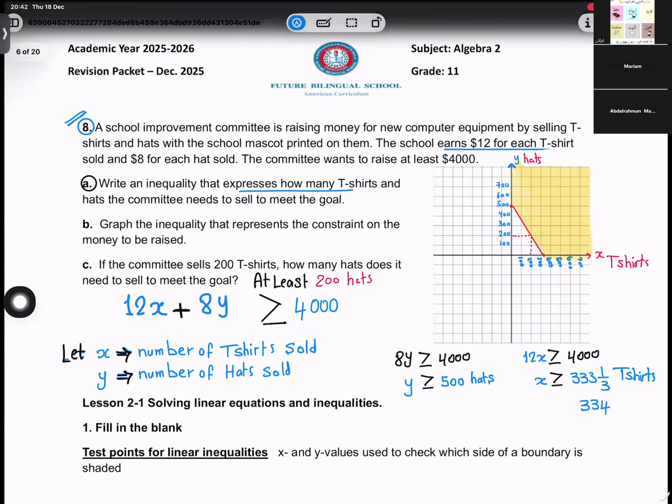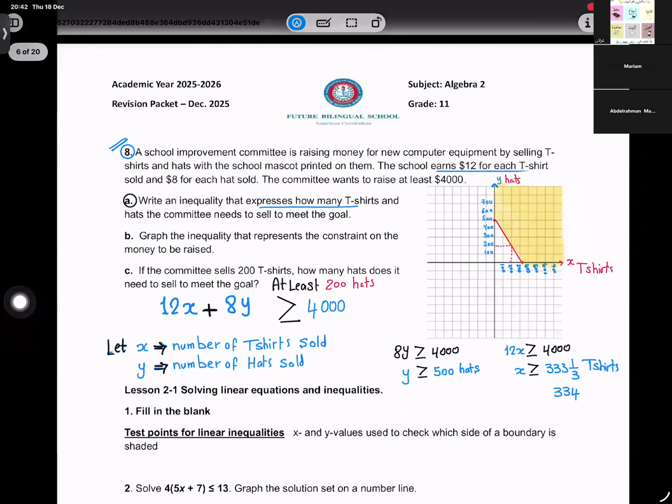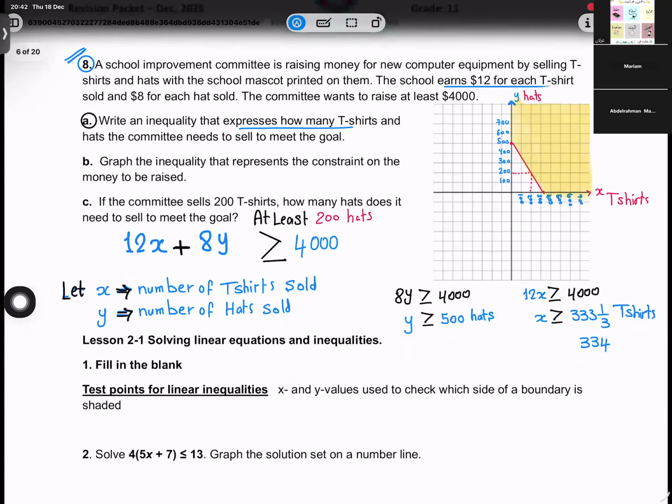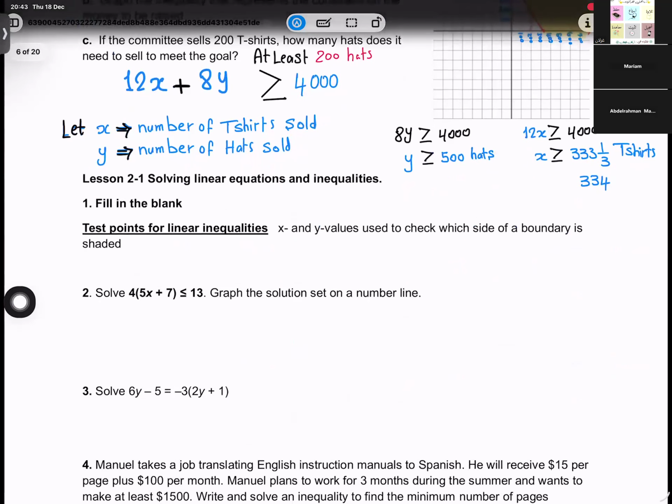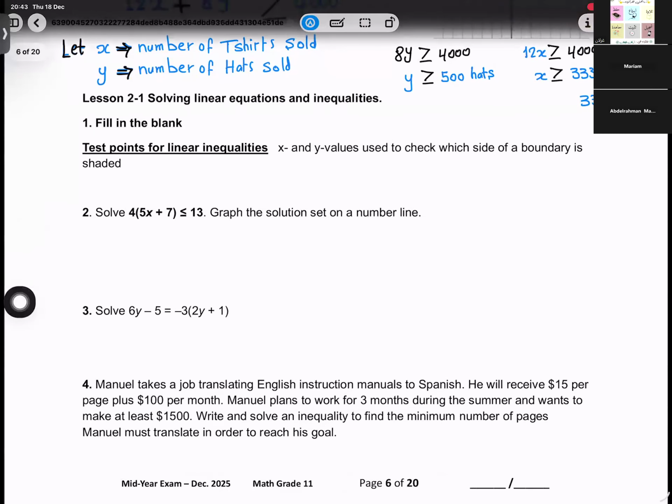Okay. Test points for linear inequalities: X and Y values used to check which side of the boundary is shaded. Graph the solution set on a number line.